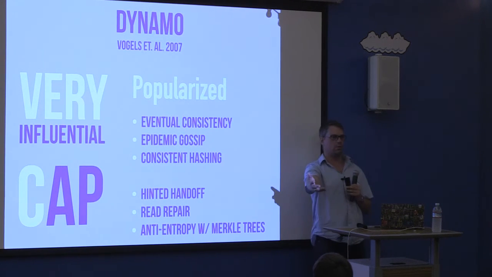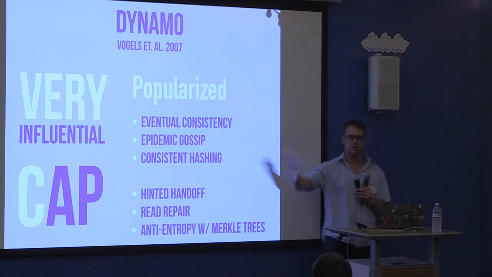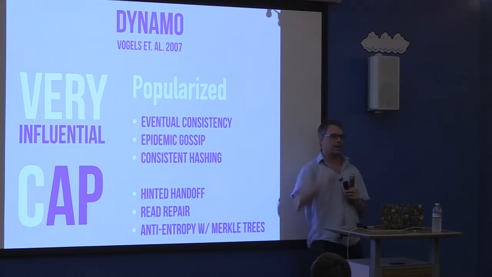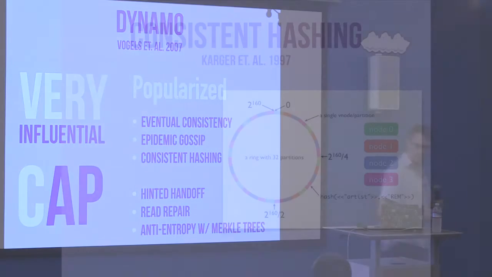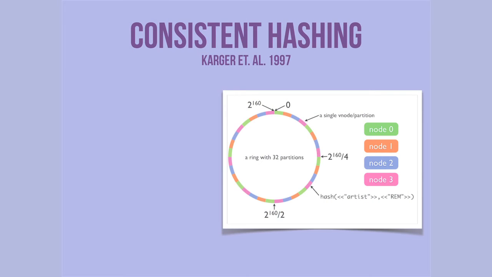if the node that you need to replicate to is not available, you can send it somewhere else with a hint. Whenever that guy is up, send the data to him, and things like that. Read repair and so on. You should read up on that yourself if you're interested.